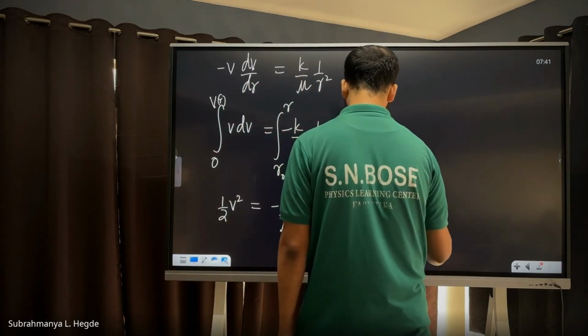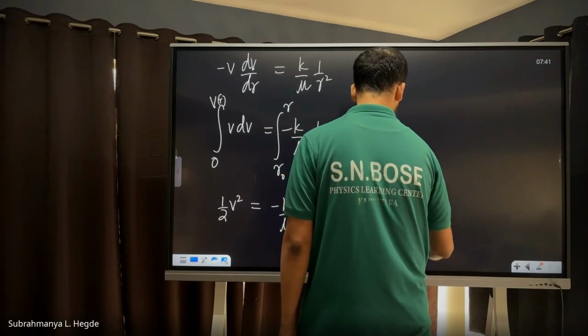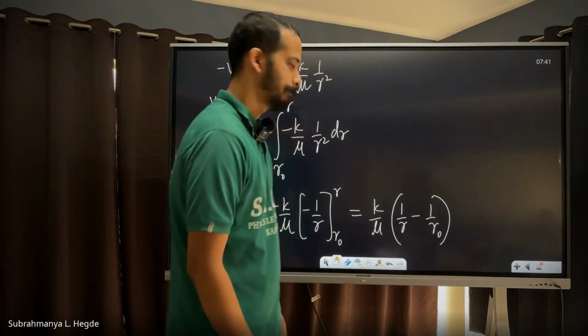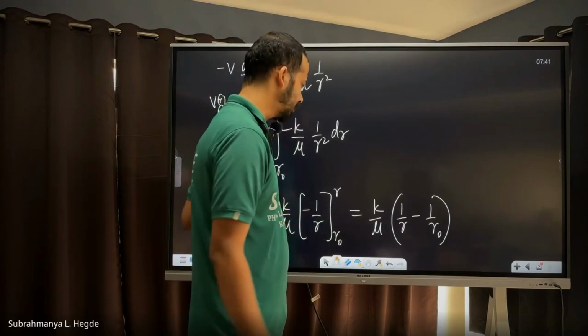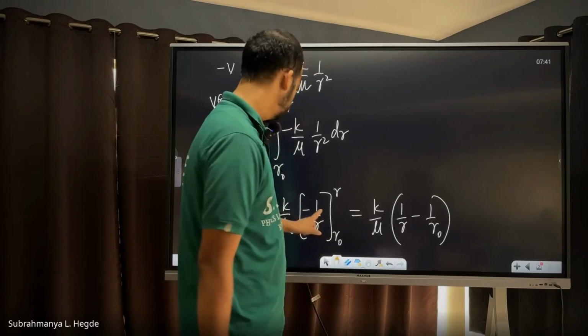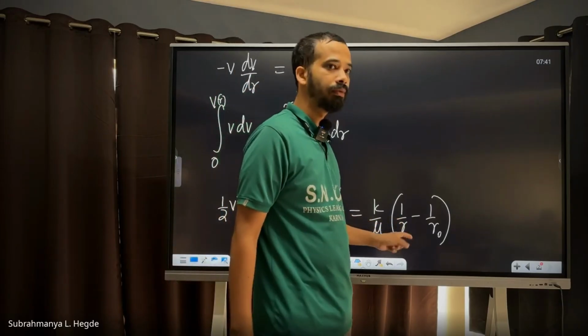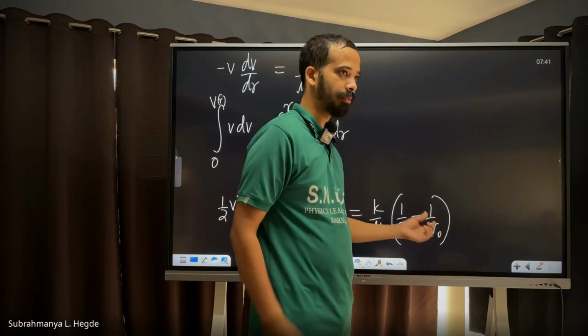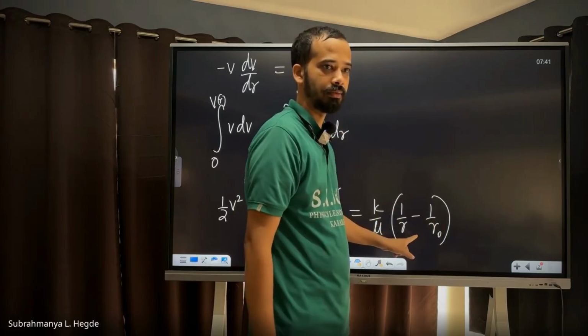1 by r minus 1 by r naught, upper limit minus lower limit. The minus sign I have taken outside, so minus minus becomes plus here. Now this r is smaller than r naught, am I right? Because r is decreasing now.